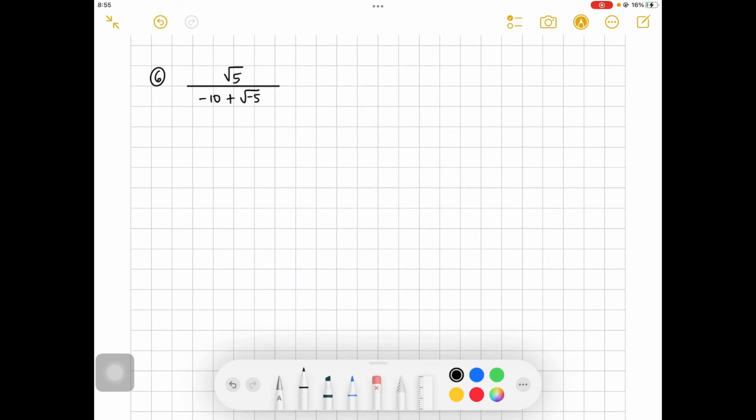Let us have this example. Square root of 5 all over negative 10 plus square root of negative 5. The denominator is not yet simplified, so we simplify it first. And we multiply the numerator and the denominator by the conjugate of the denominator. We proceed to multiplying the numerator and multiplying the denominator. For the denominator, we have negative 10 quantity squared plus square root of 5 quantity squared.